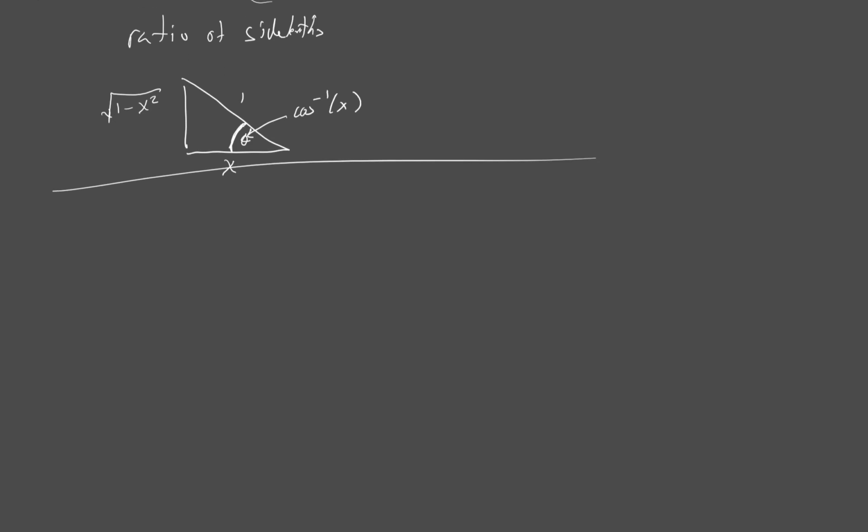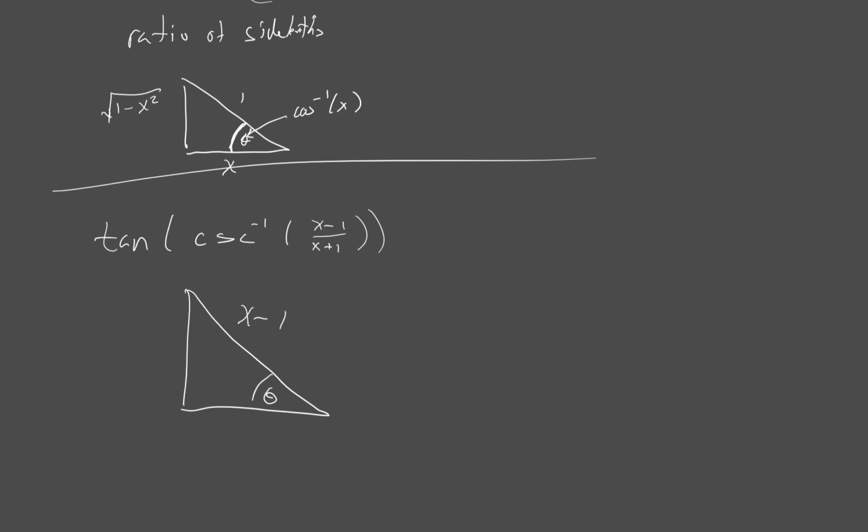Let's say I wanted the tangent of the cosecant inverse of, say, (x minus 1) over (x plus 1). Okay, so what can I do? Well, I've got the cosecant as the ratio that I'm looking at this time, so I'm still going to draw a triangle. I'll still put in theta there. The cosecant is the inverse of the sine, so that's the hypotenuse over the opposite. So the hypotenuse over the opposite makes x minus 1 the hypotenuse and x plus 1 the opposite, and then I use the Pythagorean theorem to figure out what this side is.